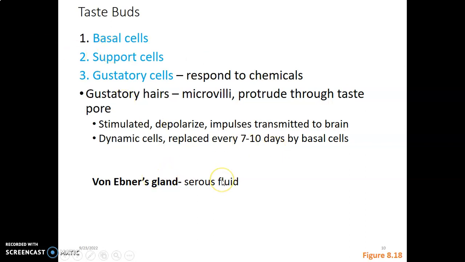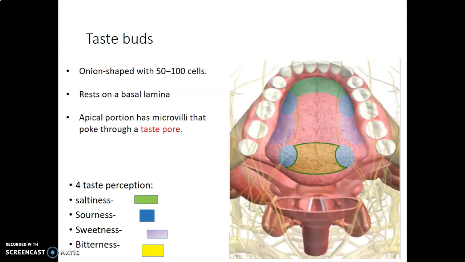The taste buds have what you call von Ebner's glands. These produce serous fluids, and these serous fluids are able to wash off the substance that you're tasting. So you can taste something, but a few minutes later you no longer feel the taste because the von Ebner's glands have washed it off from the taste bud. So if you bring a new substance, the tongue will be able to perceive it as something new.